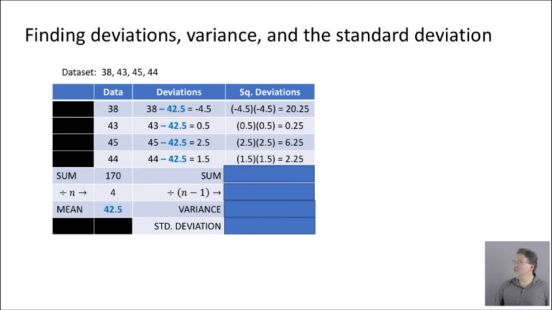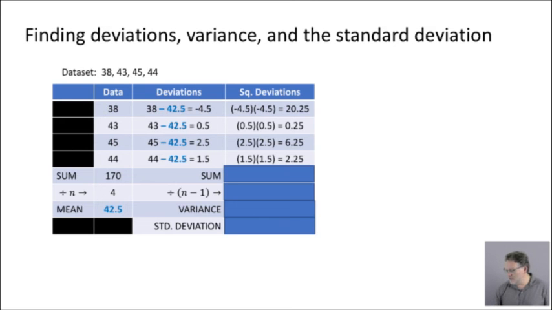Now, just like when we added up all the data values together to get the sum and then the mean, we're going to do something similar in this column, except that instead of adding the data values up, we're going to be adding these squared deviations together.